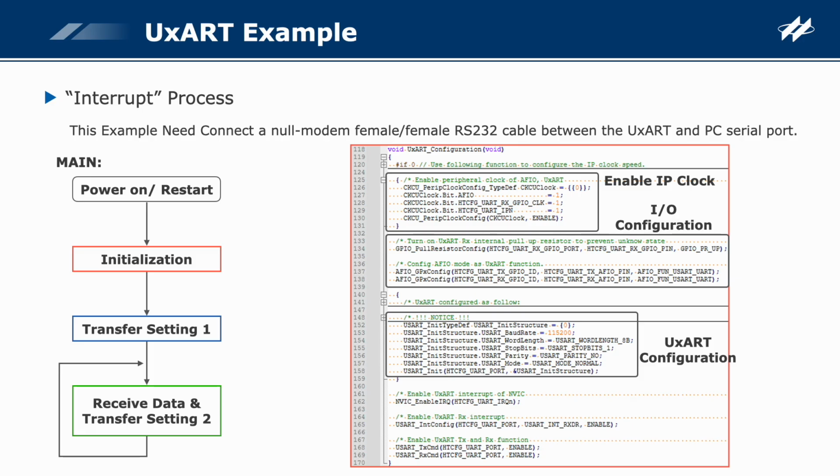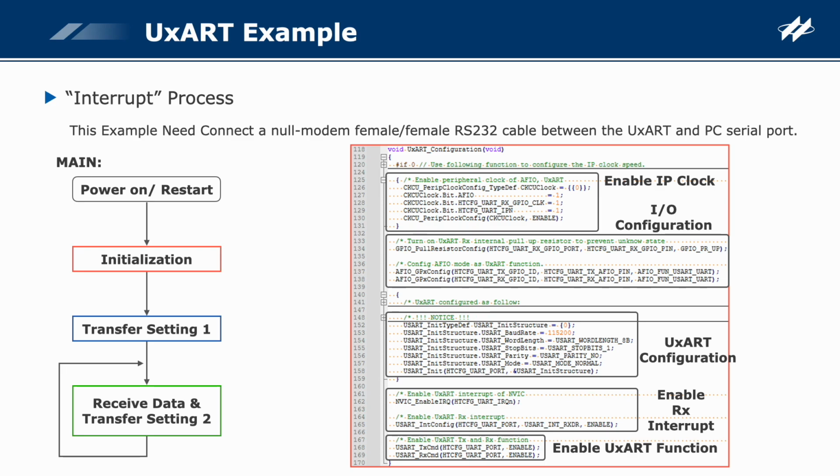3. Configure UxART mode with the following settings. Set the baud rate to 115,200. Set the word length to 8-bit. Set the stop bit to 1. Set the parity bit to none. 4. Enable and configure the required interrupts. Currently, only the RX function is required, so only enable the RX interrupt. 5. Enable the UxART TX and RX pin function.